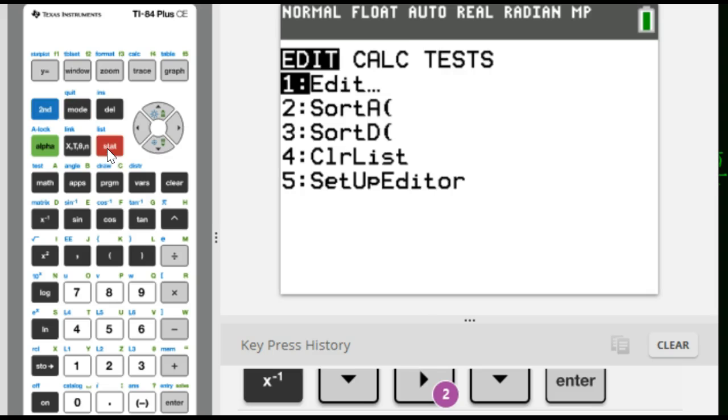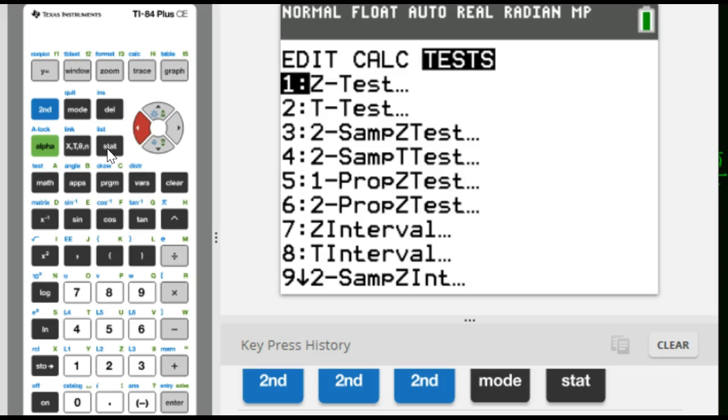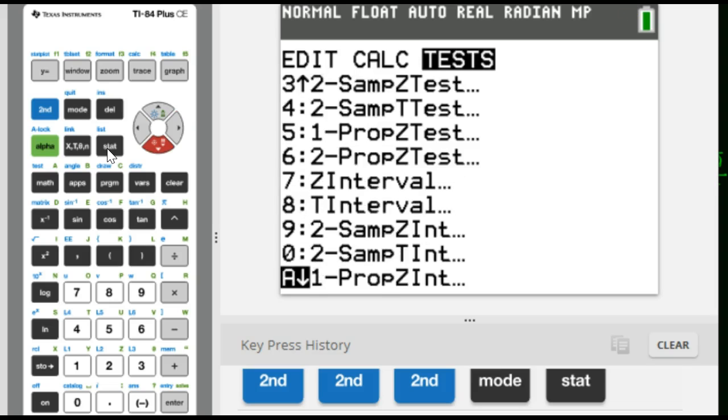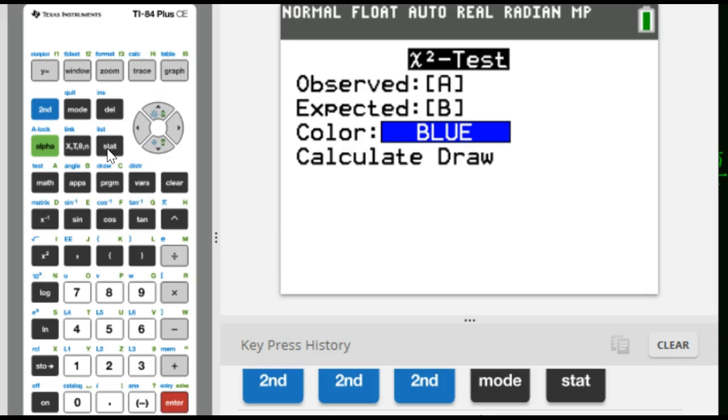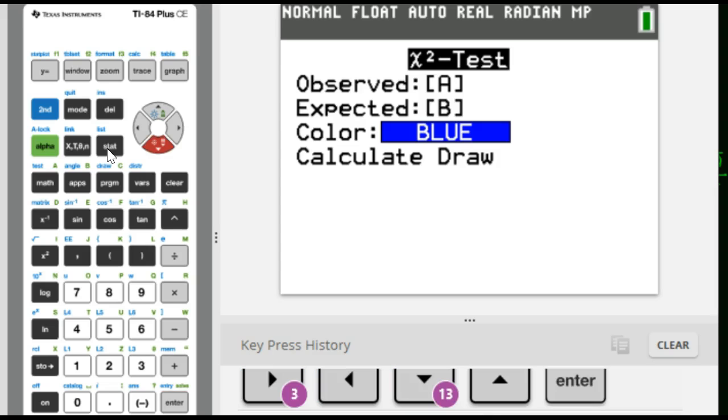I'm going to go stat, and then tests. Now I'm going to use a chi-squared test, not the goodness of fit test, just the regular chi-squared test. Observed: all my observed data is in A. I have nothing in B. I'm going to say that's going to be my expected matrix. Why can I put the blank matrix in there? Because the calculator is going to fill in B for me based on what is in A. That's kind of cool. It's going to come up with all those expected values. You don't have to calculate any of them. And then I'm going to go ahead and calculate.